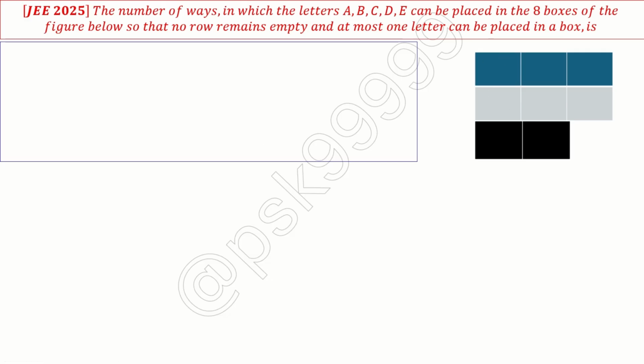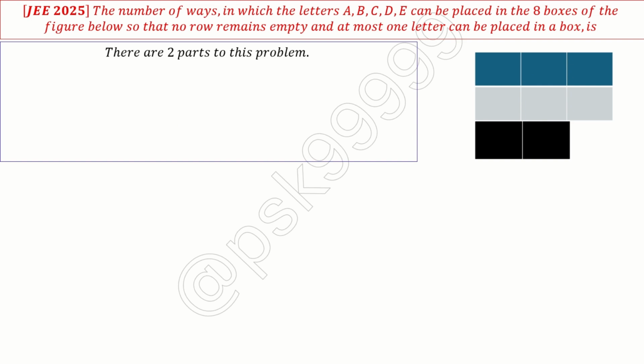This question has two parts. One is to choose which 5 boxes you will fill out of the 8. And it is not 8C5, because 8C5 allows choosing 3 in the first row and 2 in the second row, and that is also 5, but that is not the case. We should select at least one from each row. Once you choose the 5 cells, the second part is very simple. You put 5 letters in 5 boxes, that is 5 factorial ways.